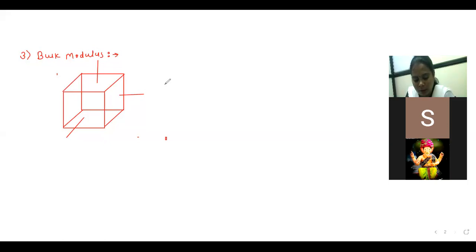On that block, we are going to apply a number of forces. Suppose this is P1, this is P2, and this is P3. Due to the application of these forces, stress and strain will be generated. This is sigma 1 and epsilon 1. Likewise here sigma 2, epsilon 2, and here sigma 3, epsilon 3. Or we can say sigma x, epsilon x, sigma y, epsilon y, sigma z, epsilon z.